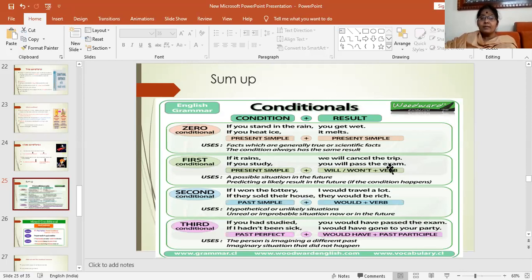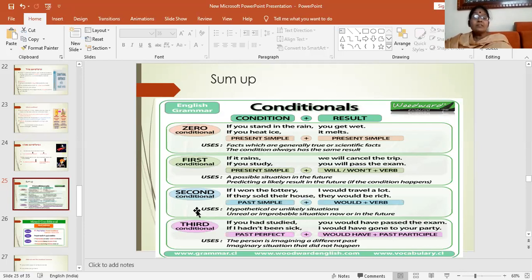Now what is second conditional? If I won the lottery, I would travel a lot. If I won the lottery is a past form. I would travel a lot: would plus verb, which you would have done. If they sold their house, they would be rich. So this is something that is hypothetical, right? It is hypothetical or unlikely situations, unreal or improbable situations, with now or in the future. So that is our second conditional.